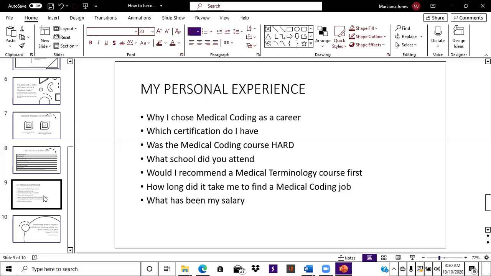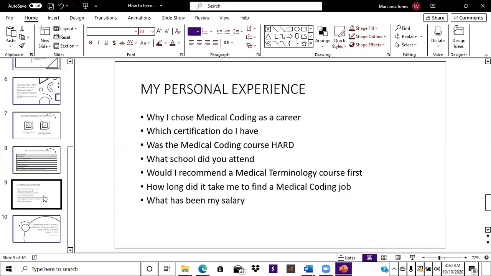I'm getting those certifications, and once I'm done, I'm going to get the CRC, which is the Certified Risk Adjustment Coder. So was the medical coding course hard? You know, I'm always a positive person, and not to ever be superficial, but I find a positive in everything. There aren't really too many things I'm going to say are negative.